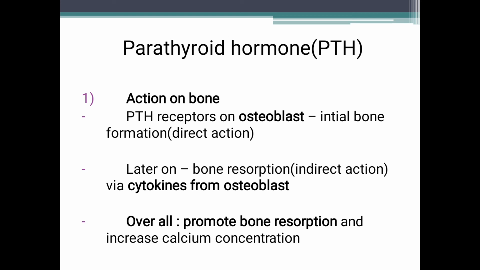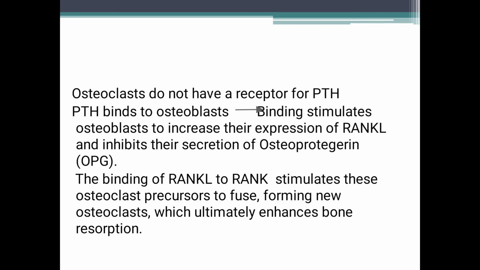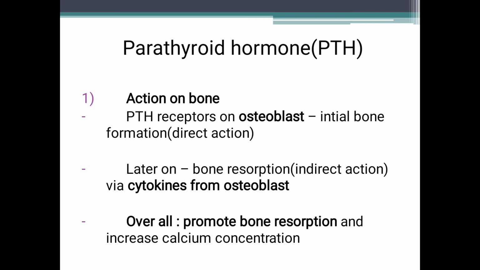So the parathyroid hormone activates both bone synthesis and resorption. Both bone synthesis and resorption occur, but the net effect is increased bone resorption and excess mobilization of calcium and phosphate from bones into the plasma. So ultimately, it will cause bone resorption and increase the calcium level in the plasma.